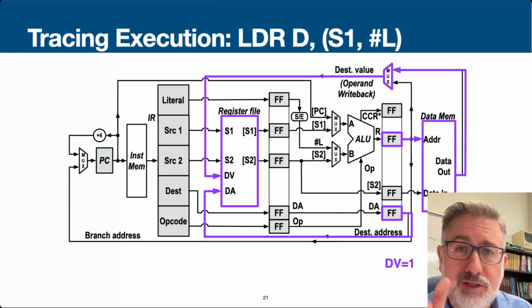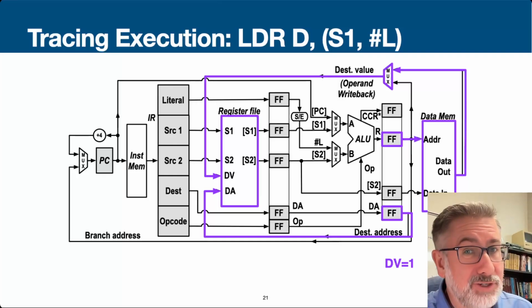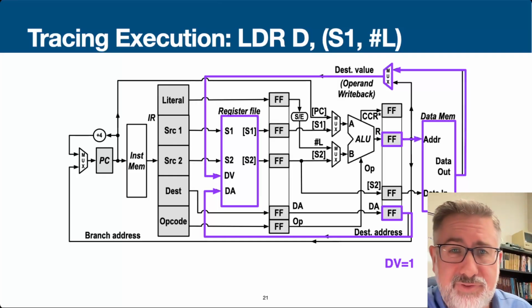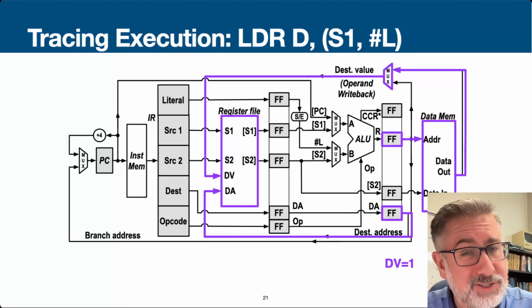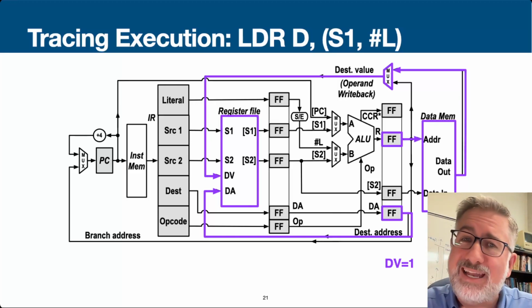So that's the full trace of an example instruction. And we could do different instructions if we wanted to do different things, but that gives you an idea of which parts of this pipeline data path are used at each segment.